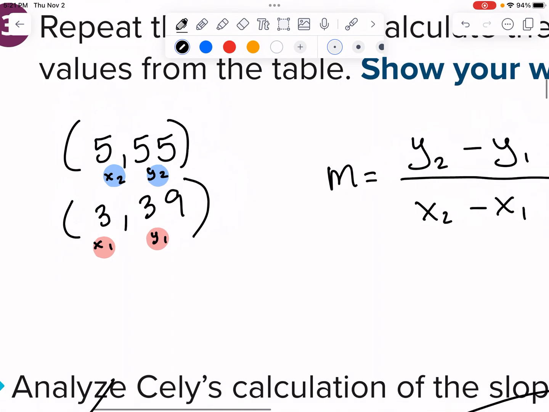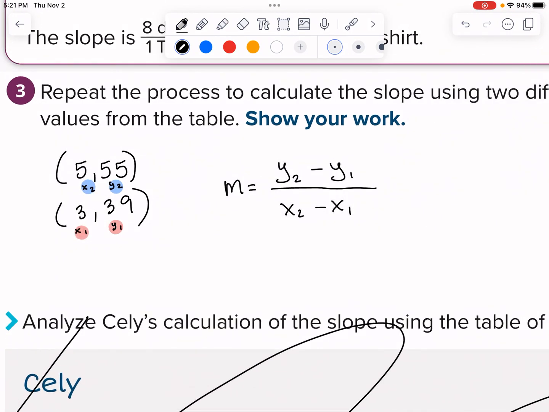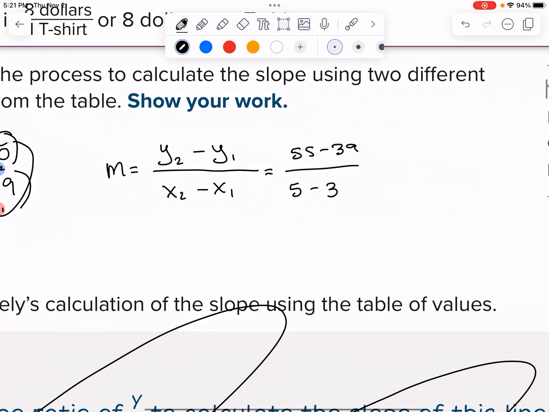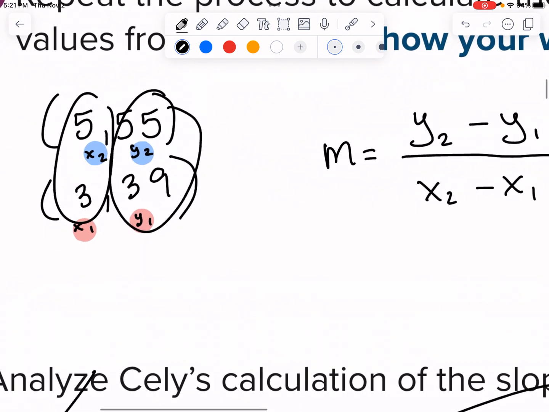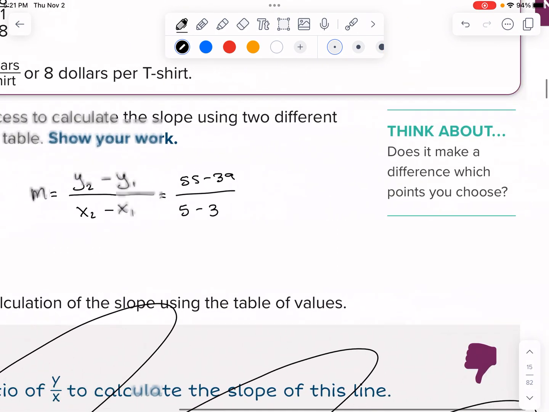But it doesn't matter. So we're always going to set it up with our y's in the numerator. This will be 55 minus 39. So I'm looking right here. We'll simplify that later. And then now 5 minus 3. Right, the reason I line them up vertically is because sometimes students will mix and match. Sometimes they'll put like 55 minus 3 or 5 minus 39. So just be careful with that.